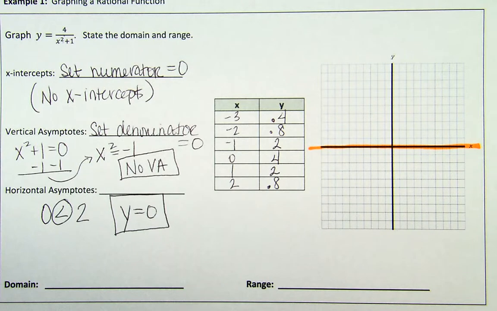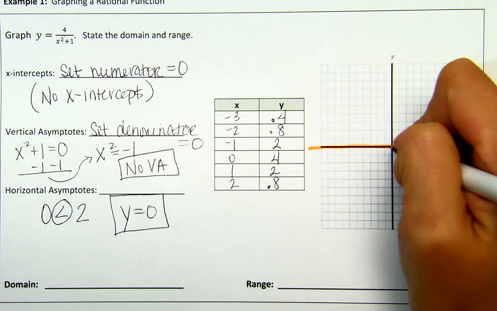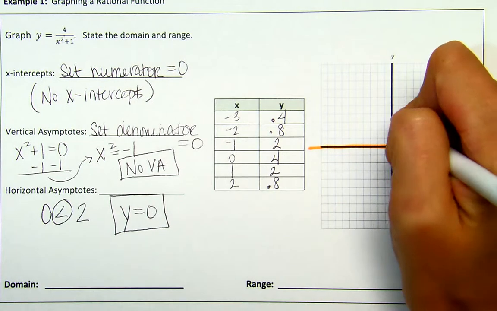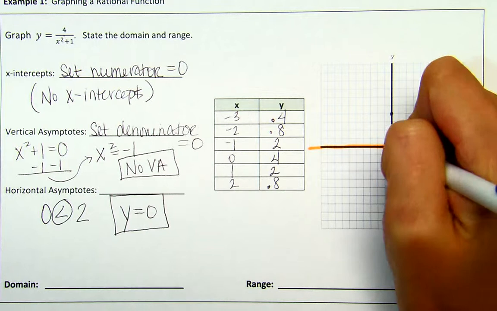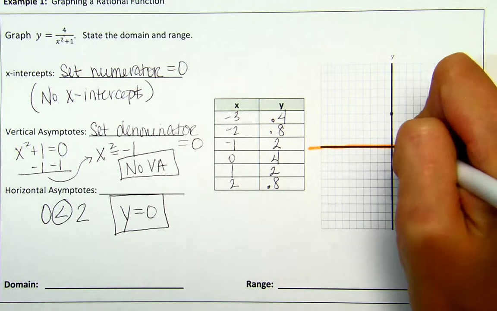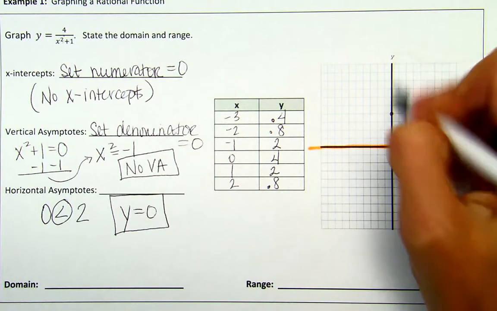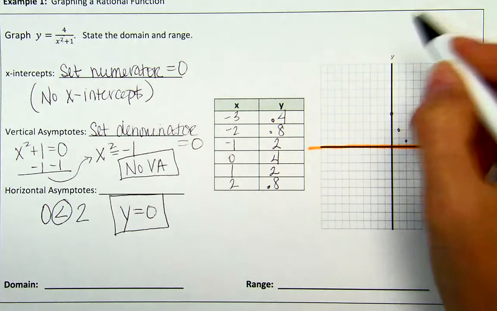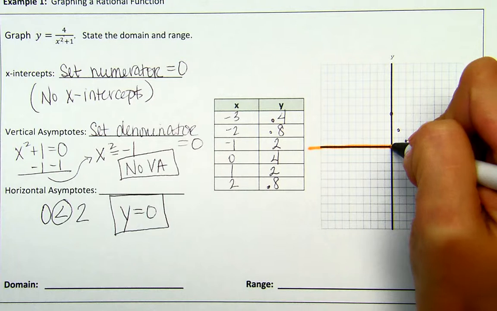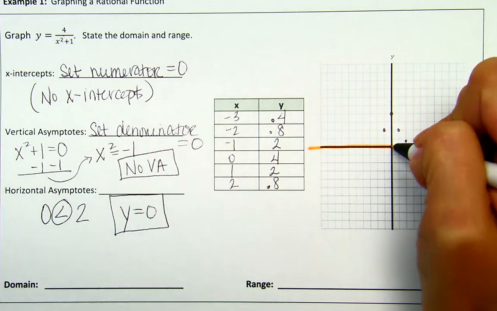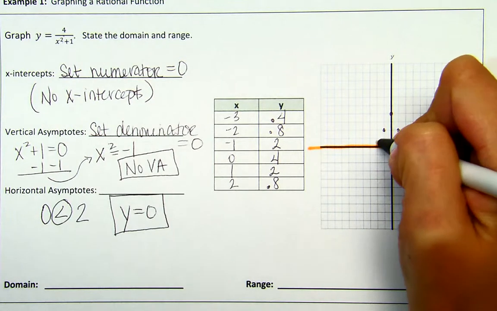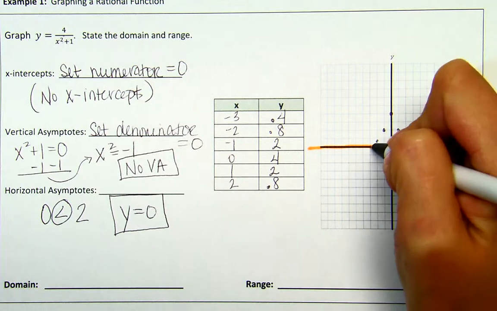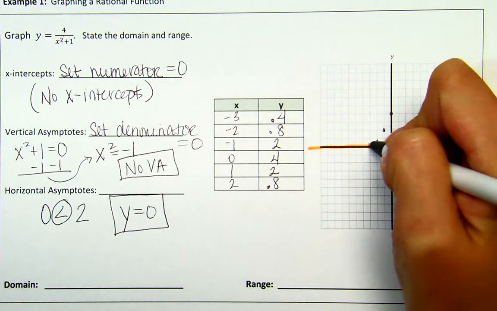From there, I'm just going to plot these points. So 0, 1, 2, 3, 4. At +1, I'm at 2. At +2, I'm at 0.8, which is just below 1. If I go to the left, -1 is at 2, -2 is at 0.8, and -3 is at 0.4.